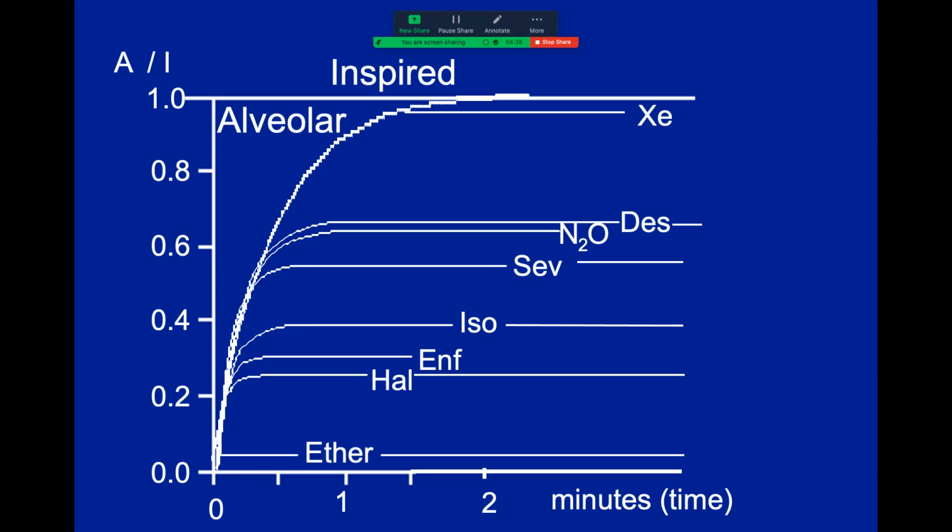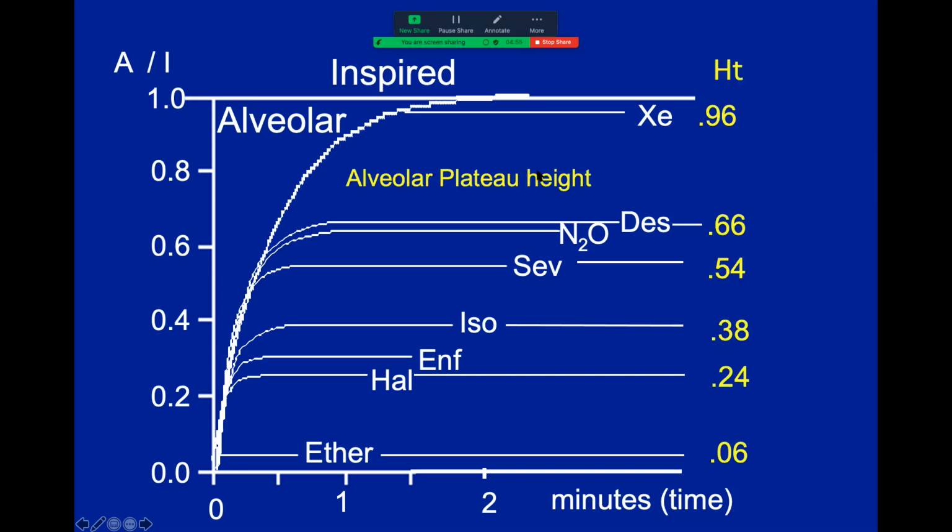So for drugs of high solubility like ether, this keeps us incredibly low. For drugs of low solubility like our current isoflurane, sevoflurane, and desflurane, we see it's much, much higher. And for xenon, of course, still higher. So the alveolar plateau height is measurable, and it can be measured for each of these agents. And in fact, it's 100% predictable.